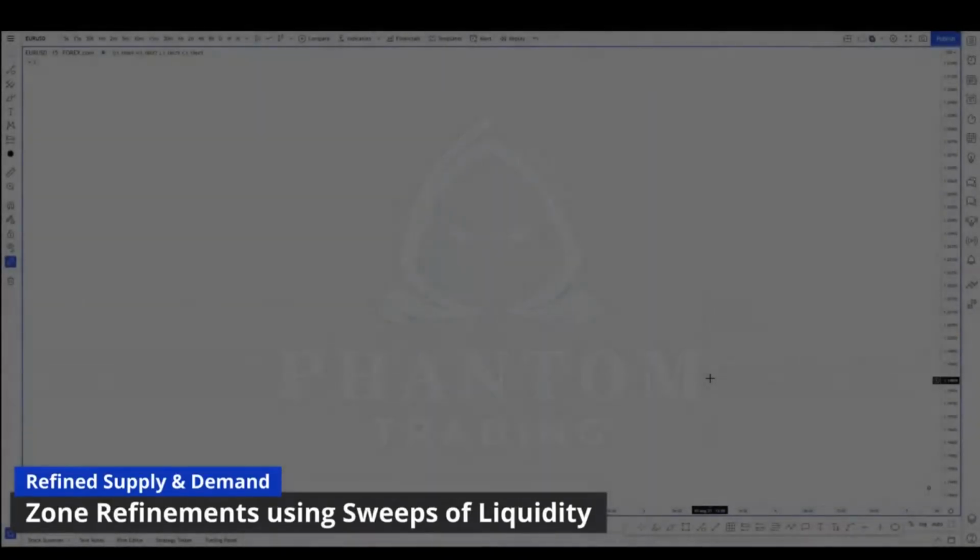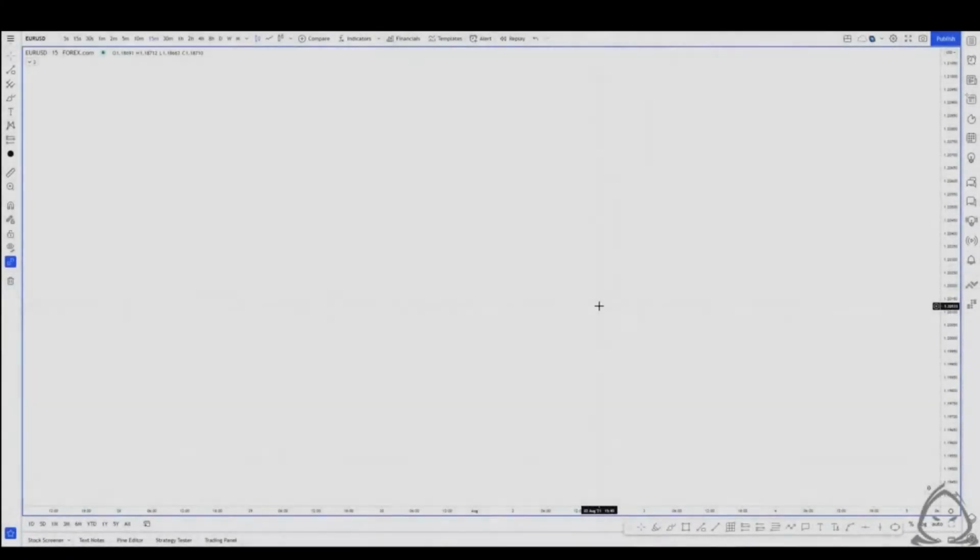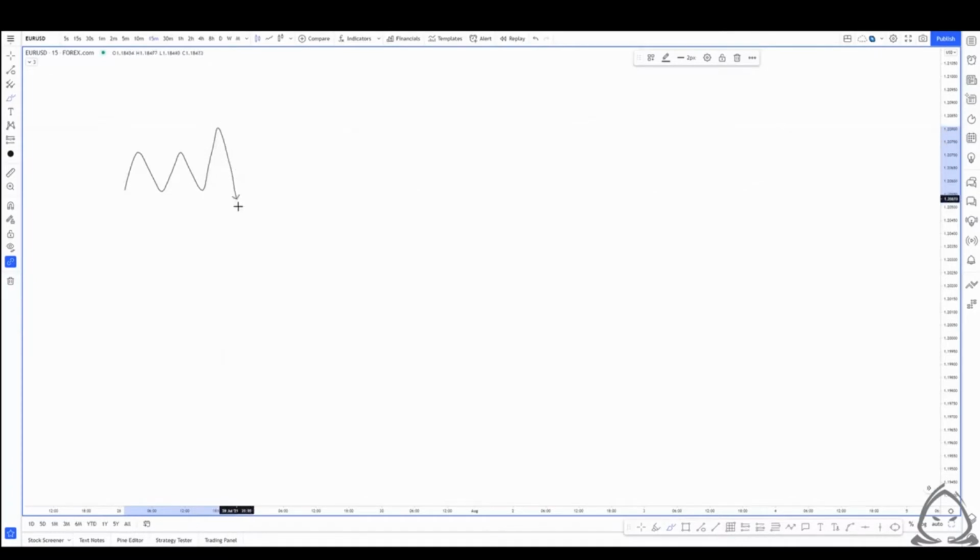Another probability increaser for supply and demand zones that we can use in our trading would be using the concept of liquidity, more specifically the sweep of liquidity when a zone is created. So if we have an example of equal highs, a sweep of those equal highs, and then price continues to move to the downside in a rapid manner, we have a formation of a valid supply zone. Then the flip side, we would of course have equal lows, a sweep of those equal lows, and then a move away, creating a valid demand zone.